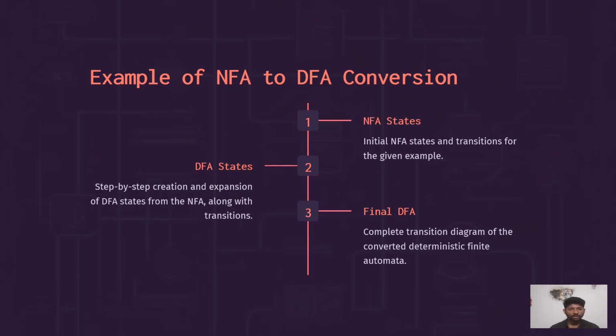Let's take an example of NFA to DFA conversion. First, the NFA states. Initial NFA states and transitions for the given example. Second, DFA states. Step-by-step creation and expansion of DFA states from the NFA, along with transitions. Third, final DFA. Complete transition diagram of the converted deterministic finite automata.